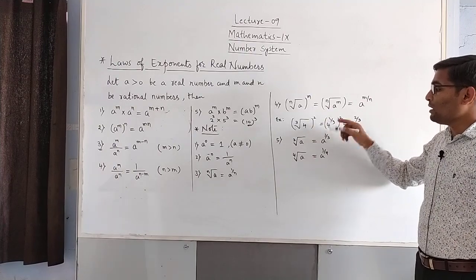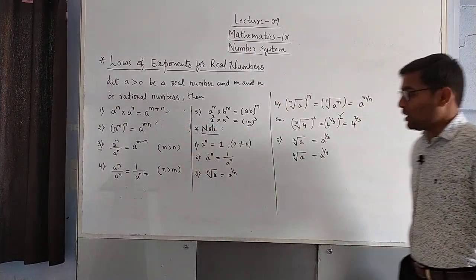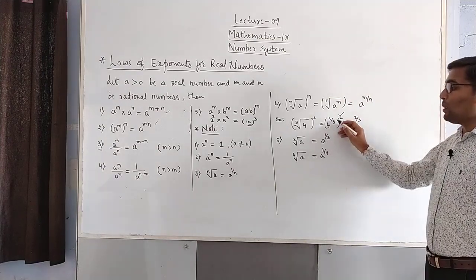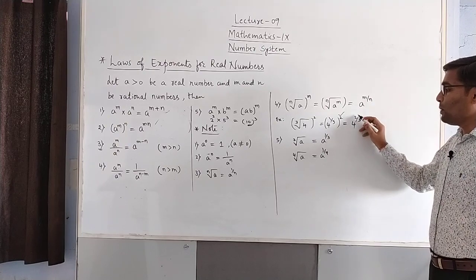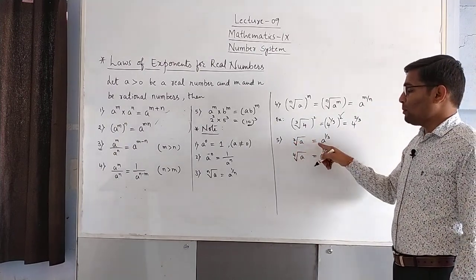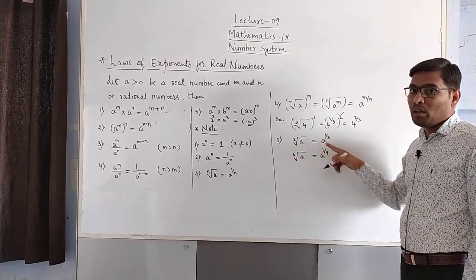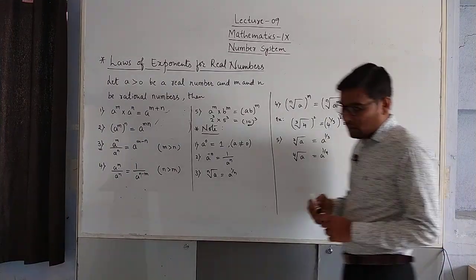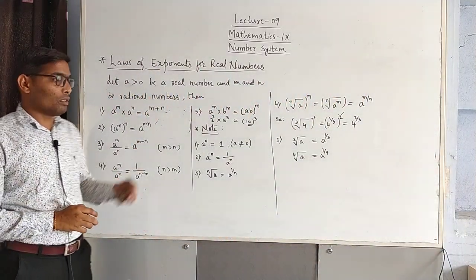Then here we can use the laws of exponents, the second one, that is the power of a power. Then we will multiply both powers of 4 and the whole power, then it will become 4 to the power 2 by 3. Then moving to the last one, cube root of a can be written as a to the power 1 by 3, and fourth root of a can be written as a to the power 1 by 4. So these are the laws of exponents for real numbers and some important points regarding the laws of exponents.